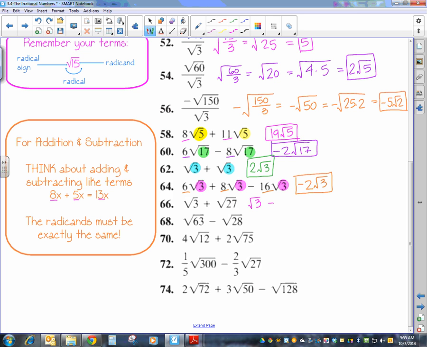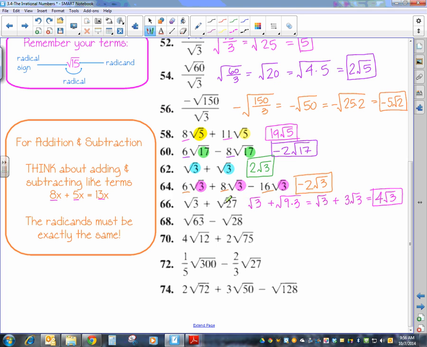Square root of 3. The square root of 27 is 9 times 3. So when I simplify that, I'm going to have the square root of 3, that's this one, carried forward. And then this, the square root of 9 is 3, so this looks like square root of 3 plus the square root of 3, which is 4 square roots of 3. Remember the 1 is in front here.